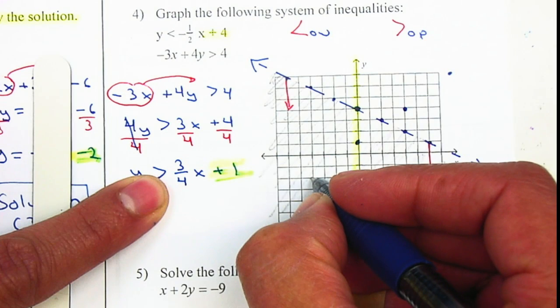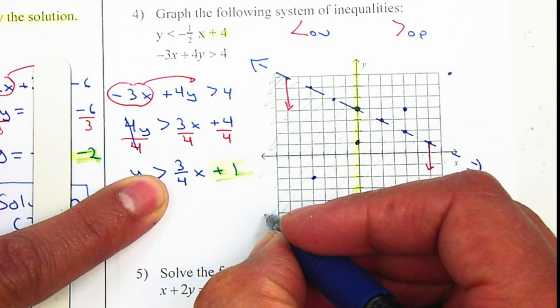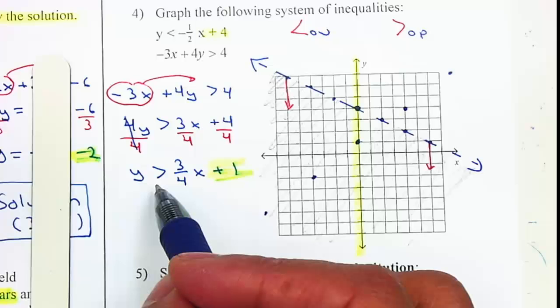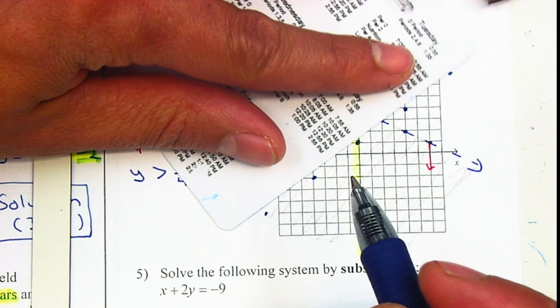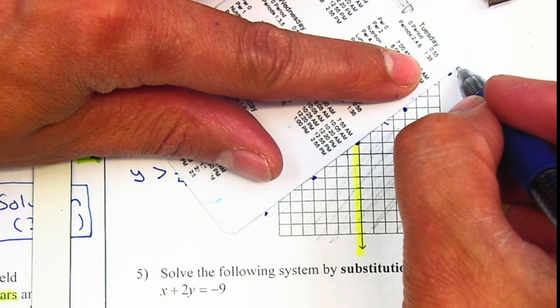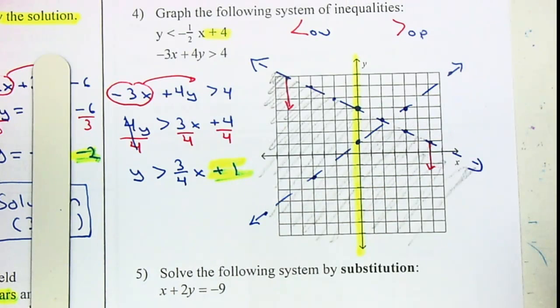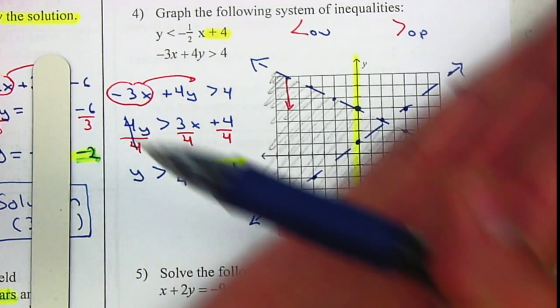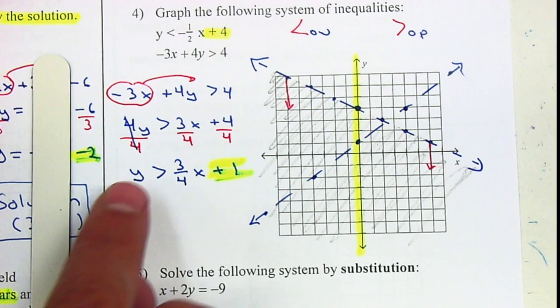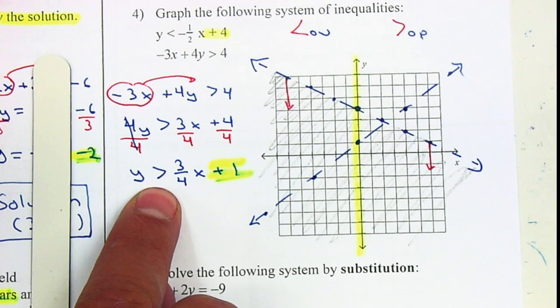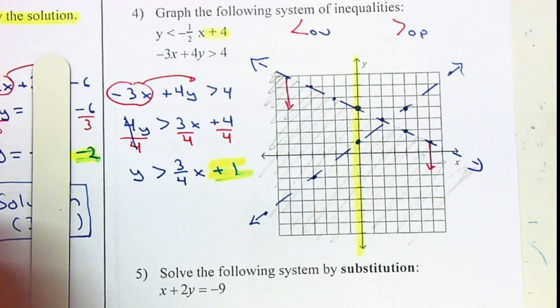This is also going to be a dashed line. If it was greater than or equal to, then that'll be a solid line. In this case, it's only greater than, so that'll be a dashed line. I need to decide if the solutions are the ones on the bottom or the ones on top. It says y is greater than, so that means the solutions are on top of the function. I'm going to shade that side.